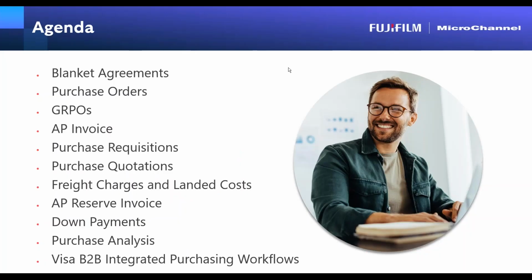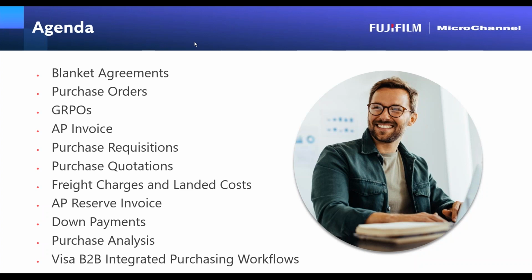So we're looking at the purchasing module and basically all the functionality that's available within that. If you look at the agenda, there it is: blanket agreements, purchase orders, and all the way down to purchase reporting. And then, of course, at the end, we're also going to talk about the Visa B2B integrated purchasing workflows. To start with, we will look at the blanket agreements functionality.